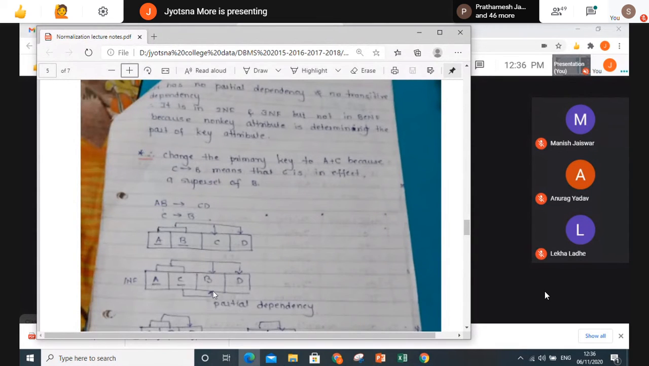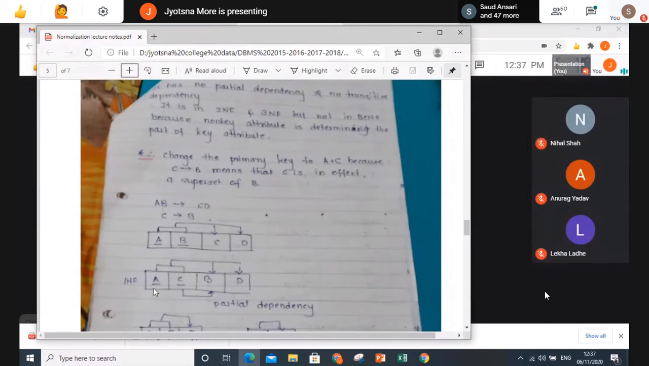C determines B. Sorry, here I have not written here. C determine B. So now in this case, AB was my primary key, so that is okay. There is no issue with this dependency. So this is my final dependency. I will not modify this. Coming back to this C determine B, which is creating problem. So I am swapping the primary key attribute in this, making C as my key attribute instead of B.